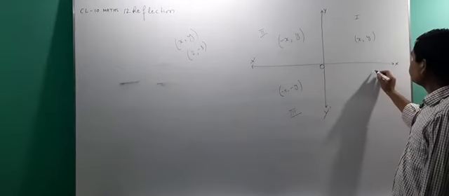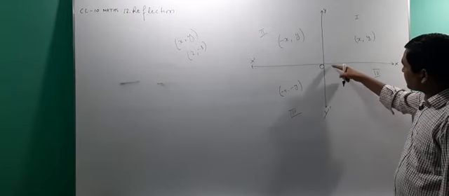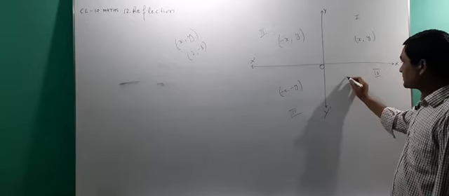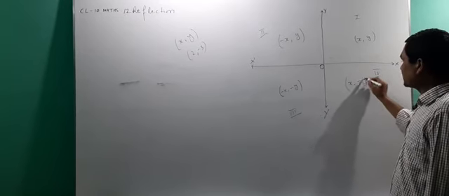Now the fourth quadrant. In the fourth quadrant, x is positive and y is negative. That means the coordinate in the fourth quadrant is x positive, y negative.